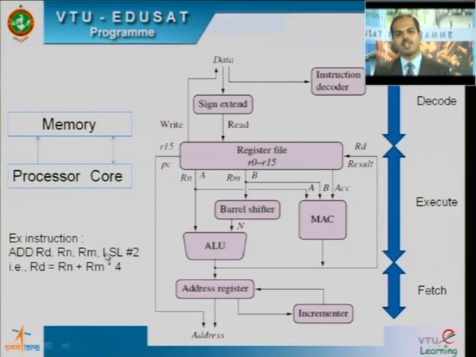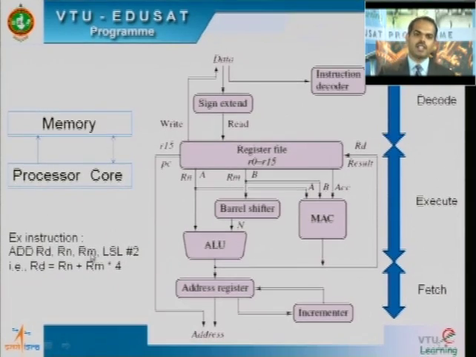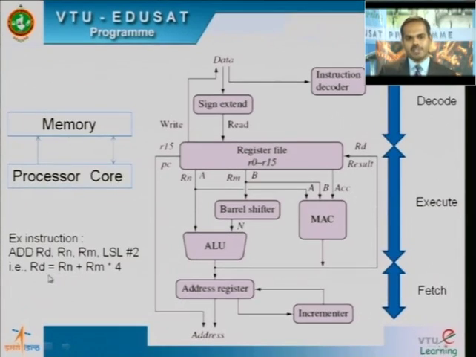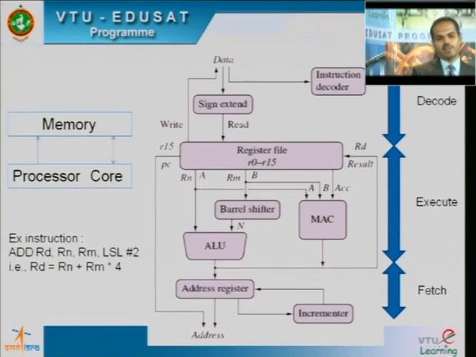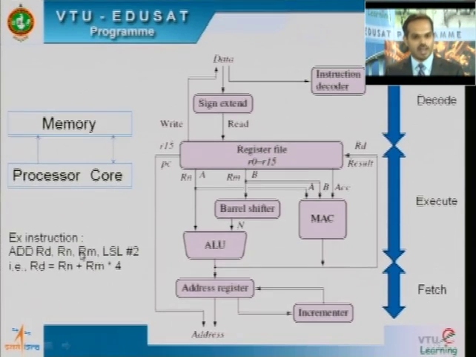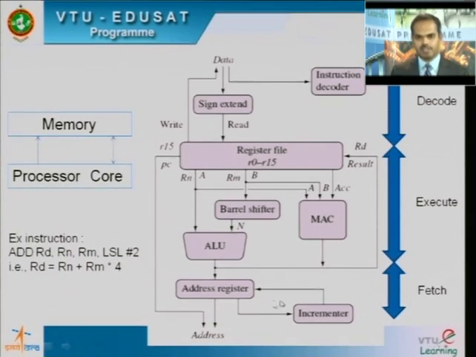LSL stands for logical shift left by 2 positions. That's through the barrel shifter. That logical shift by 2 positions is applied to the register RM, right? So what exactly happens inside? RD equals Rn plus Rm into 4. Why is it 4? Because a logical shift left by one is multiply by 2. I am doing left shift by 2 times, hence it is multiply by 4. Multiply the content of the register Rm by 4, then add that to the Rn, and store the result in Rd. This is what happens through this architecture.